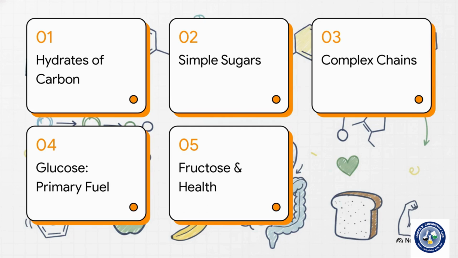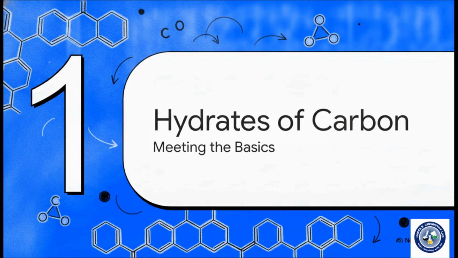Here's our roadmap for today's masterclass. First, we'll start by meeting the hydrates of carbon. Then we'll explore how simple sugars shapeshift and see how the body builds complex carbohydrate chains. After that, we'll look at glucose as our primary fuel. And finally, we'll tackle how fructose and excess carbs impact our long-term health. All right, let's jump right into section 1.